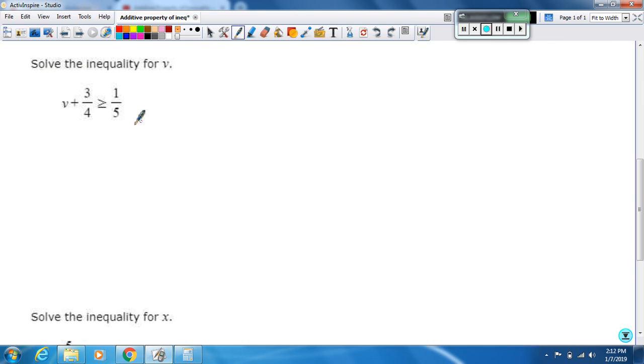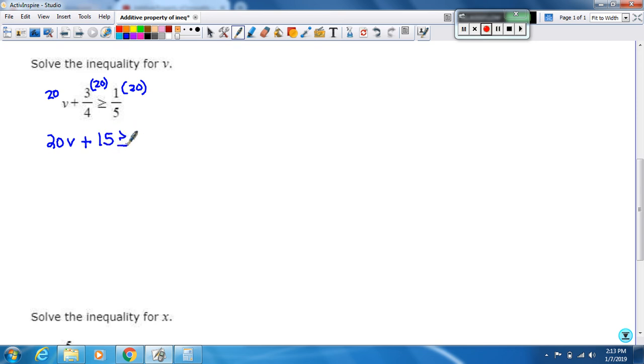Okay. 4 does not go into the bigger number 5. So in this case, you go ahead and multiply them. So 4 times 5 is 20. So I'm going to put 20 with each thing. Okay, so 20 times v is 20v plus sign. 3 times 20 is 60 divided by the bottom. So 60 divided by 4 is 15.